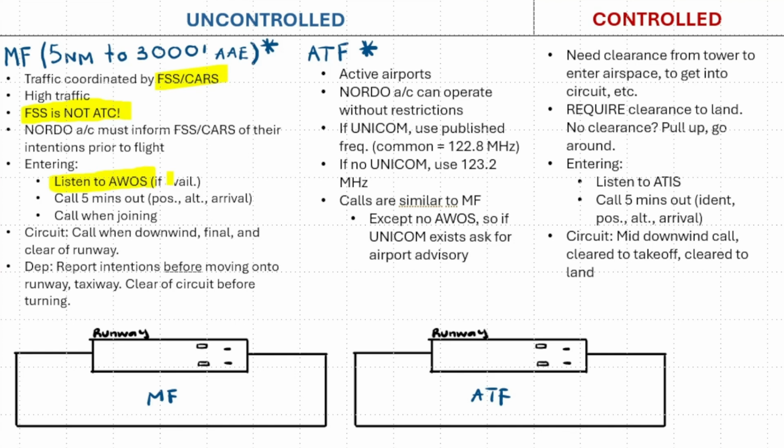Some MFs have an AWOS for you to listen to. It's similar to an ATIS, the ATIS giving you weather, runway, and NOTAM information, but the AWOS is less descriptive. It doesn't give as many details. Make sure you listen to this if it's available before you make your initial call.